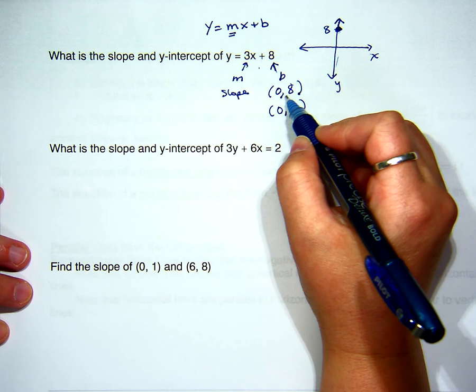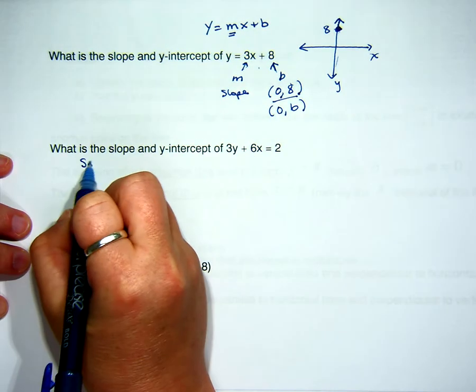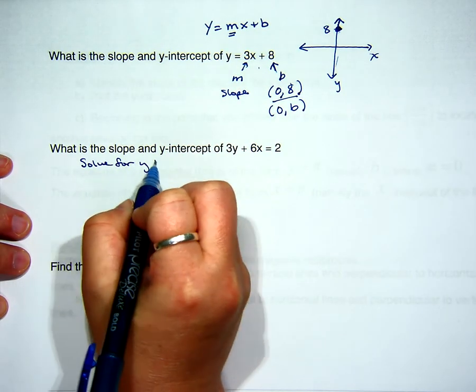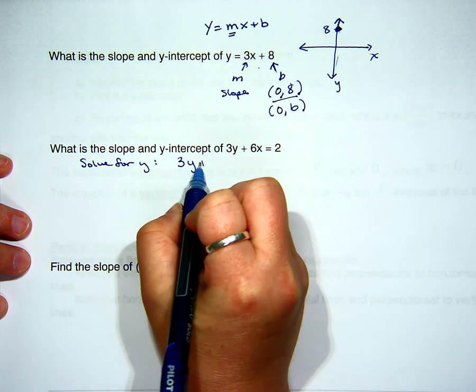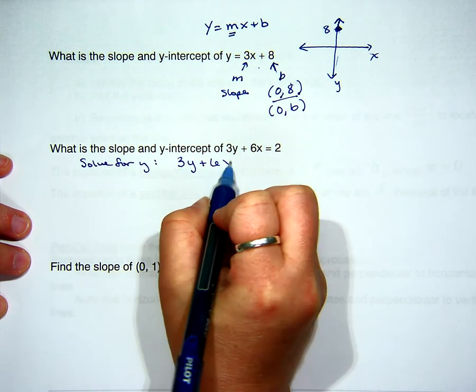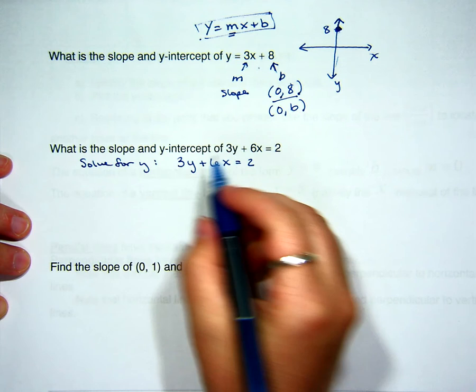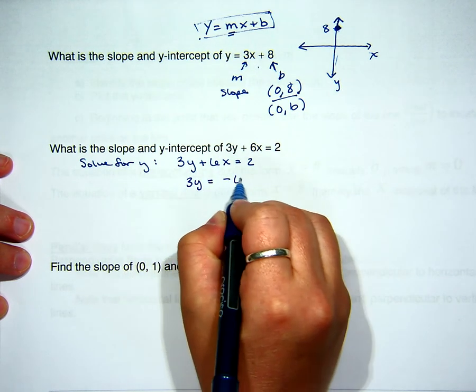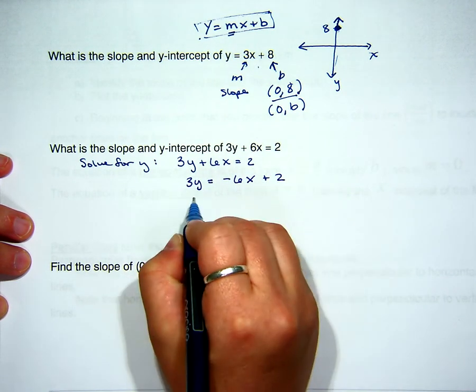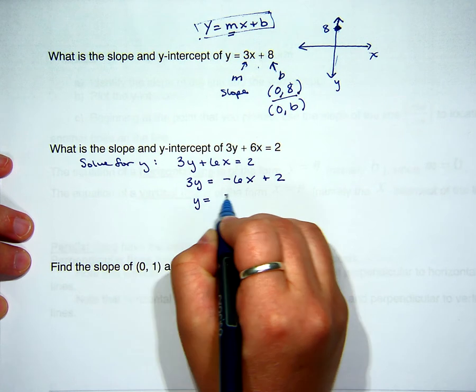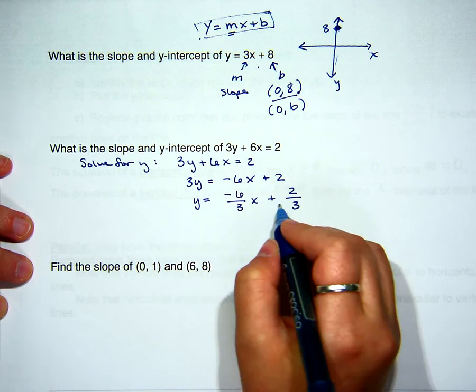What is the slope and y-intercept of this line? Well, first of all, the easiest thing to do would be to solve for y. Why am I solving for y? So that I can have it in this slope-intercept form, so that I can easily pick out the m and easily pick out the b. Go ahead and divide out the 3. Please don't forget you do have to do this to every single term. Divide the 3 into each term.